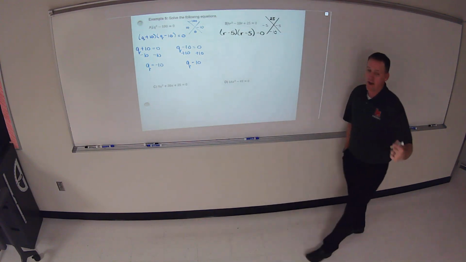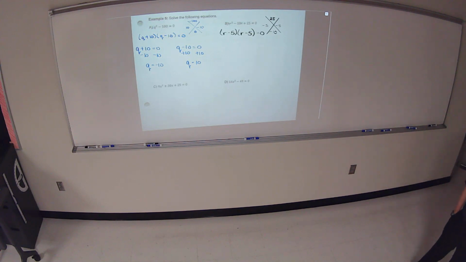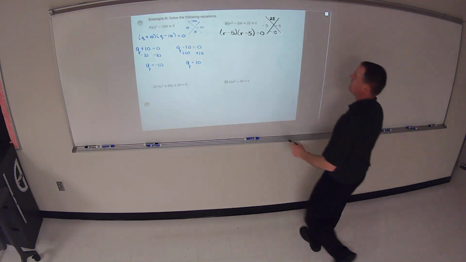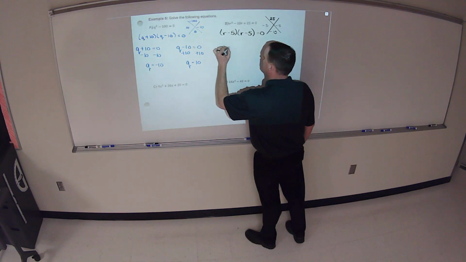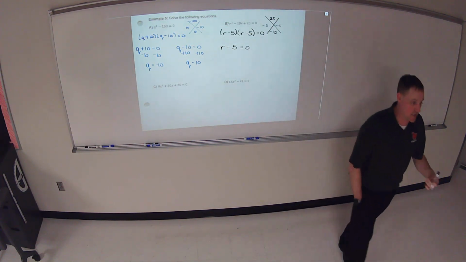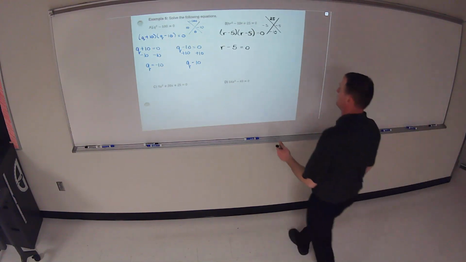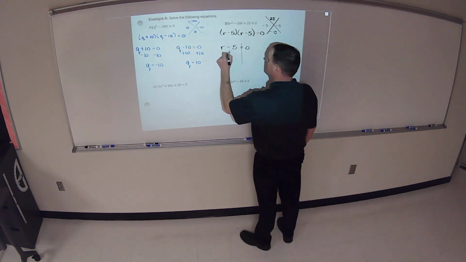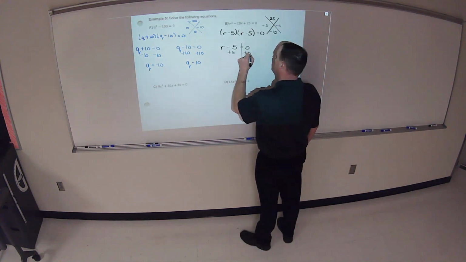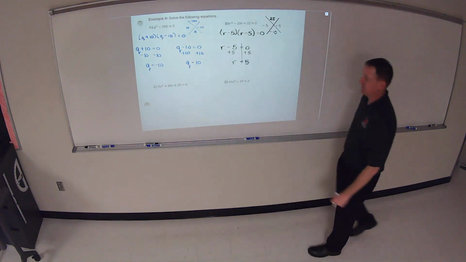How many solutions should we have here? Just 1. This is the special case. If we take the first factor and set it equal to 0, and then take the second factor and set it equal to 0, we're going to get the same thing. So there's no sense in setting the same problem up twice. Here we're just going to solve this one problem. We'll add 5 to both sides, and R needs to be equal to a positive 5.